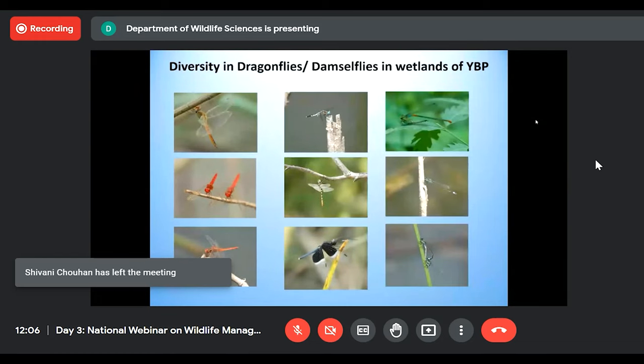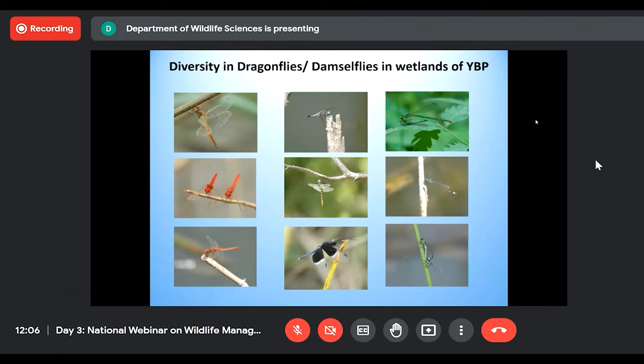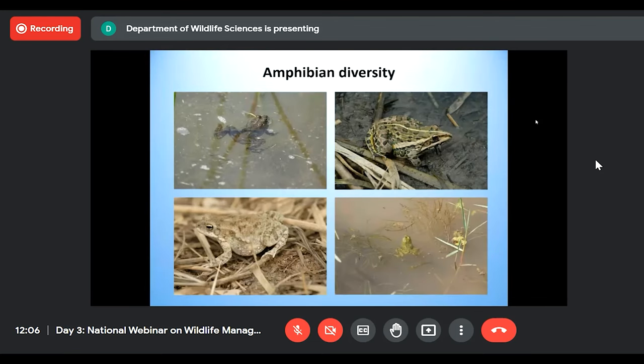Diversity in dragonflies and damselflies in the wetlands of AYVP. Next, please. Then some of the amphibians, they are there. Next.